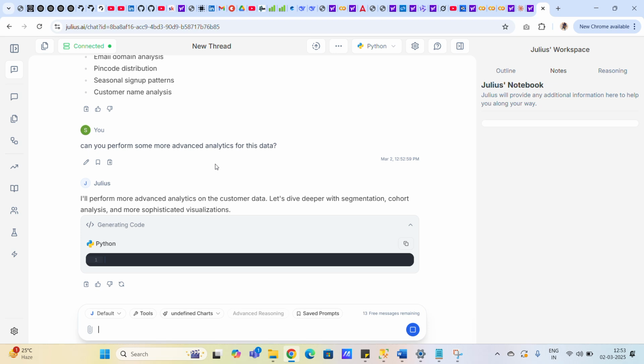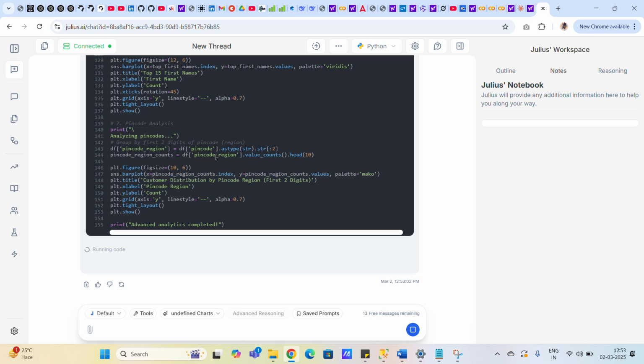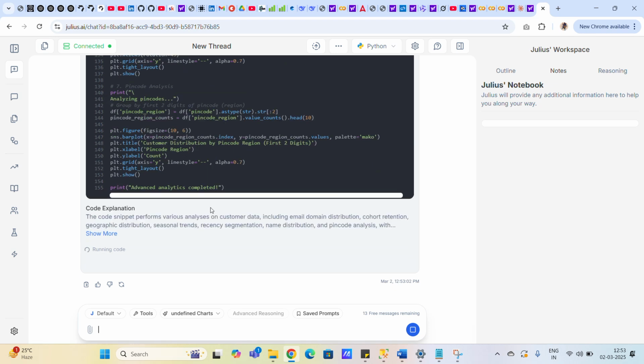So, have you heard about cohort analysis? That is a most important attribute when we are focusing on the customer data. We have segmentation, and we have cohort analysis. In segmentation, you are grouping the customers on the basis of age.